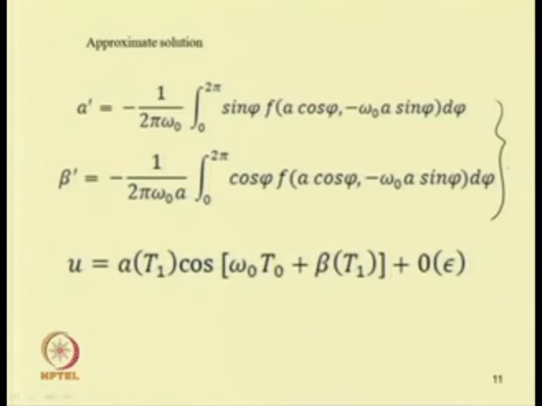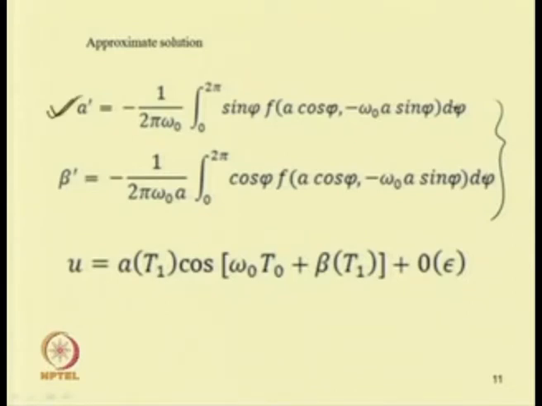So, following the similar principle that we have discussed in module 2, we can find the solution to be in this form, that is a dash equal to minus 1 by 2 pi omega 0 integral 0 to 2 pi sin phi f(a cos phi, minus omega 0 a sin phi) d phi, and beta dash equal to minus 1 by 2 pi omega 0 a integral 0 to 2 pi cos phi f(a cos phi, minus omega 0 a sin phi) d phi. So, one can find this amplitude.